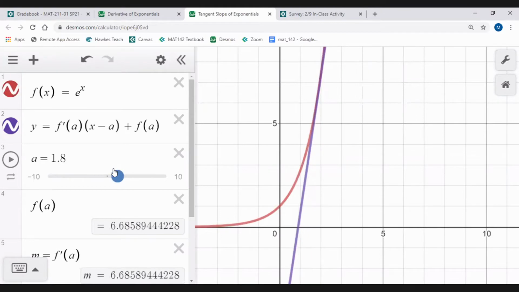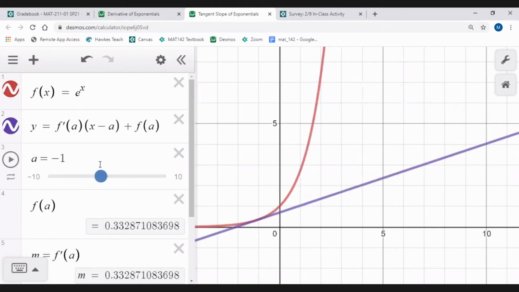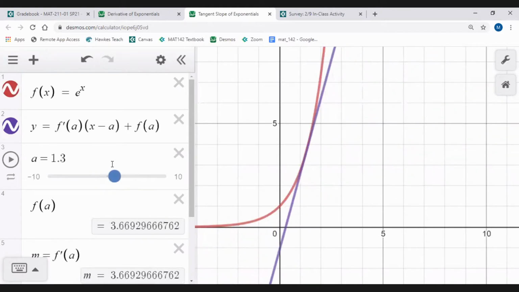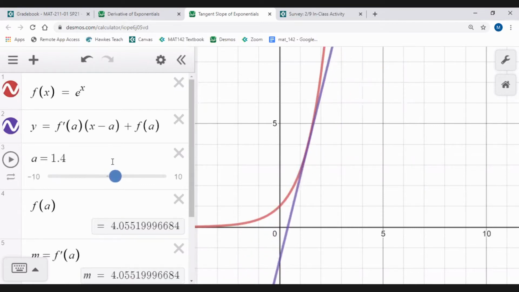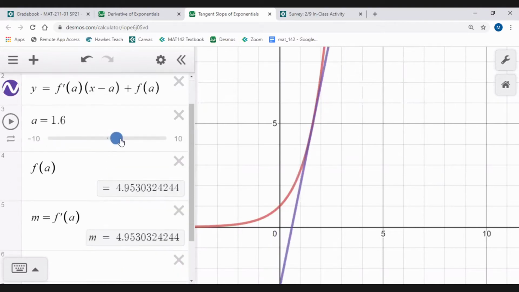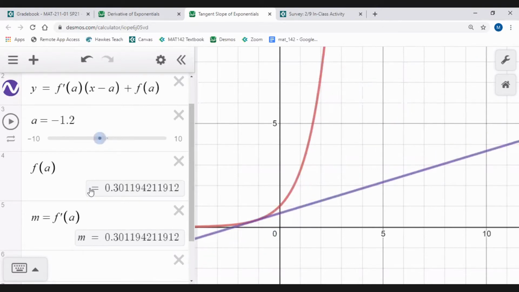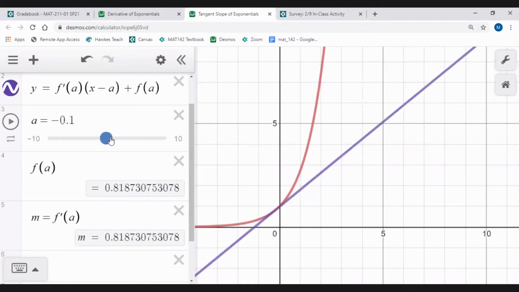So as you're moving a around, what do we notice about those two things? The derivative and the regular function stay the same, the numbers. Yes, exactly. So as we slide this, no matter where our tangent line is, f of a and f prime of a are exactly the same.